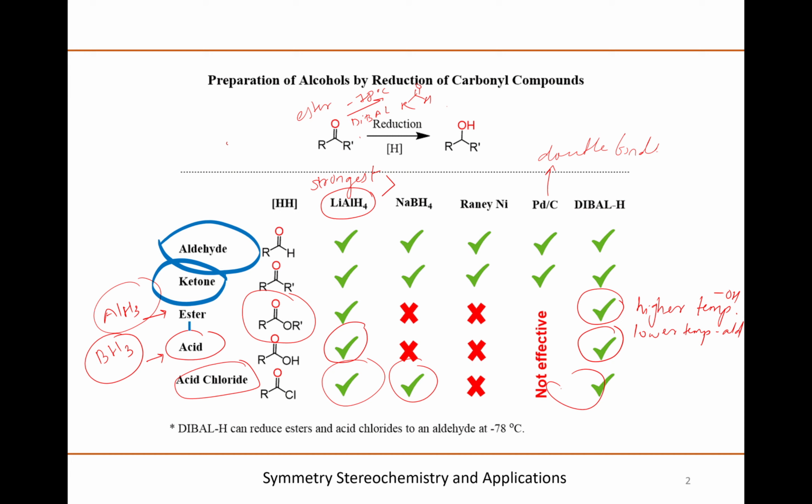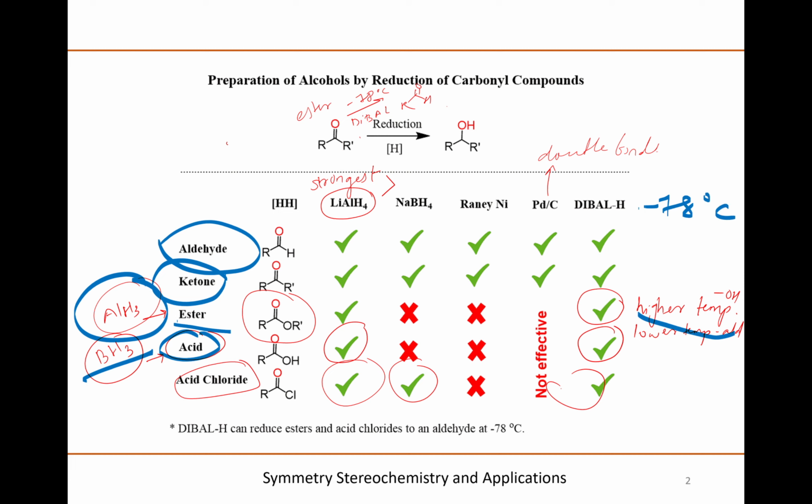But in case of the ester, it can only be reduced by lithium aluminum hydride or AlH3, or it can also be reduced by DIBAL-H, but at high temperature to alcohol. At lower temperature it will give the aldehyde. Okay. Then we have discussed that the acid functional group could be reduced by BH3, or it can also be reduced by lithium aluminum hydride and DIBAL-H. DIBAL-H and LAH can reduce all the functional groups, but DIBAL-H at different temperatures gives a different outcome.